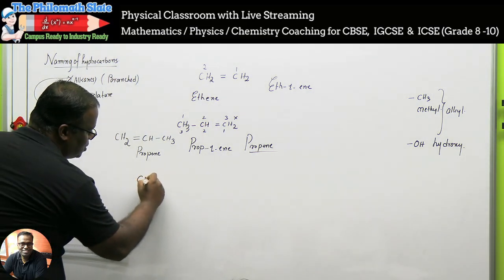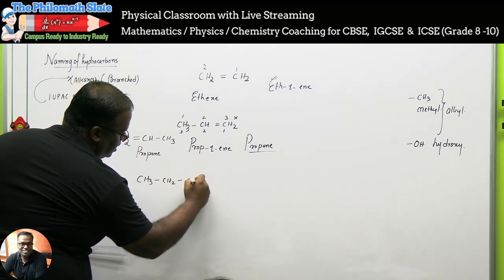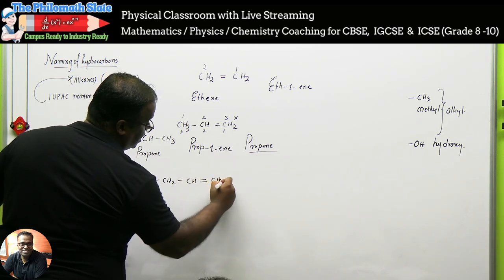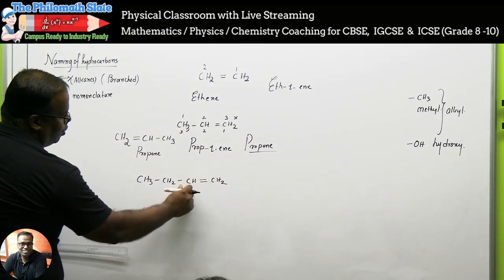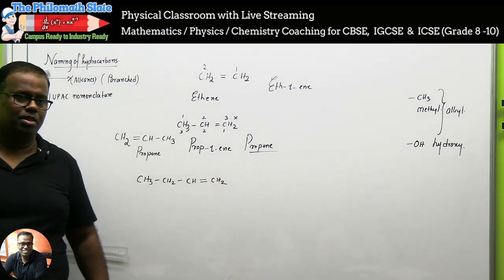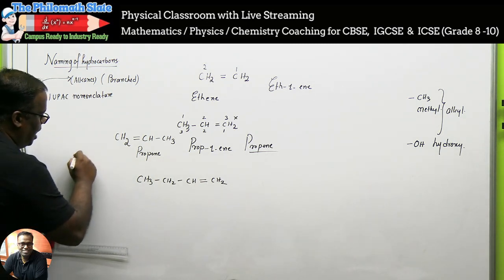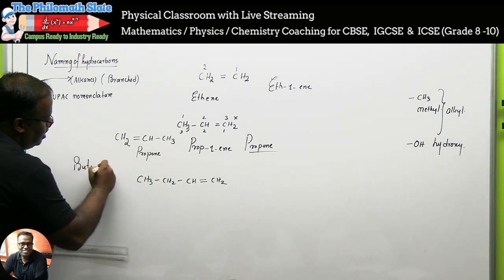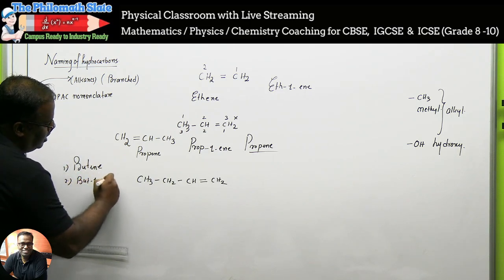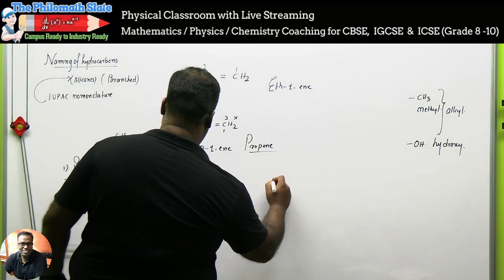Now let's name this compound. CH3 CH2 CH double bond CH2. CH3 नहीं होगा, ये देखो 2 and 2 4, 1 and 2 4. Can you name this compound for me? Butene. Okay, I'm keeping the names. Butene. Another option is but1ene. Which one should I keep? Hold on, I'm drawing one more structure.